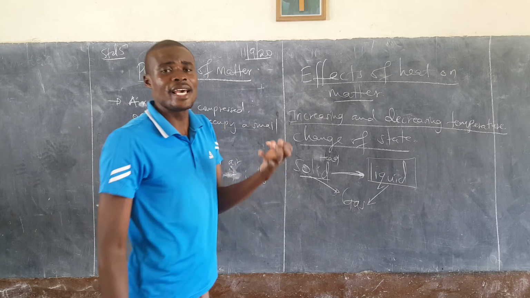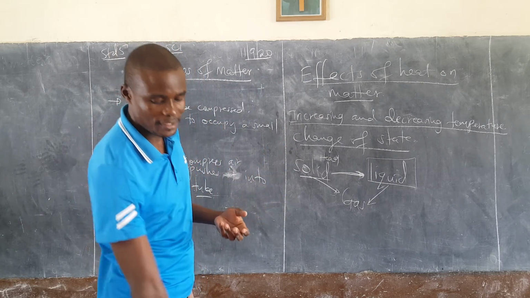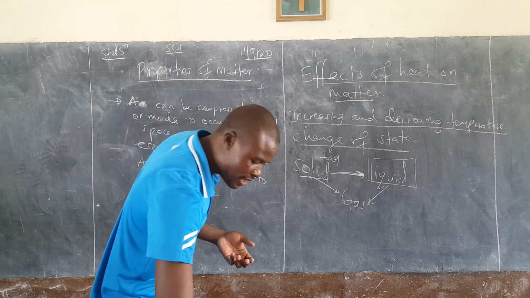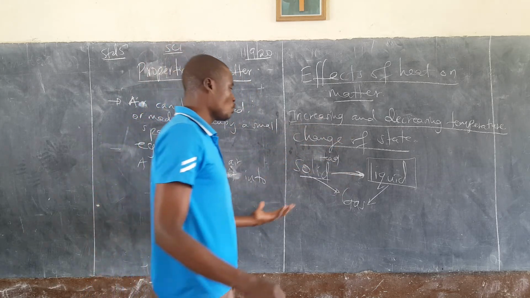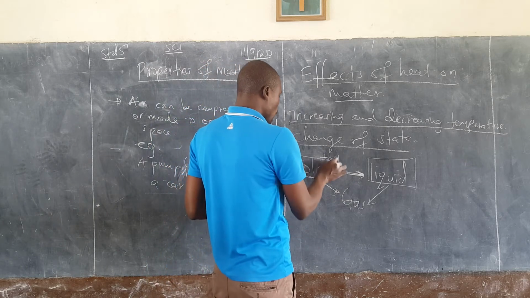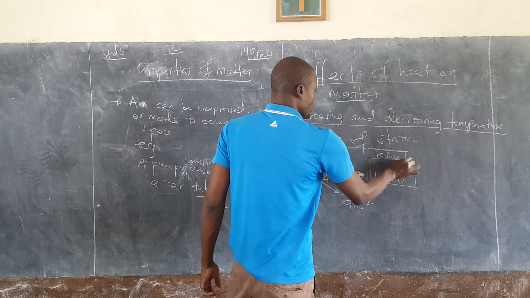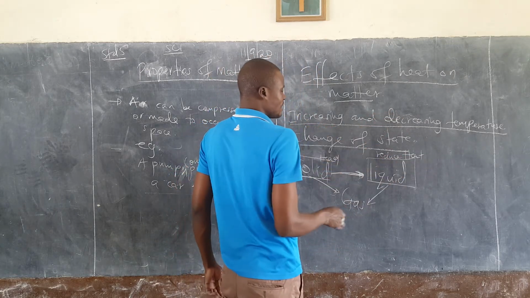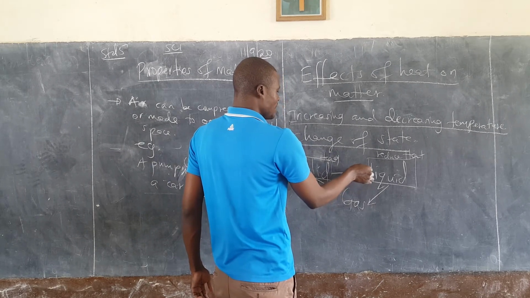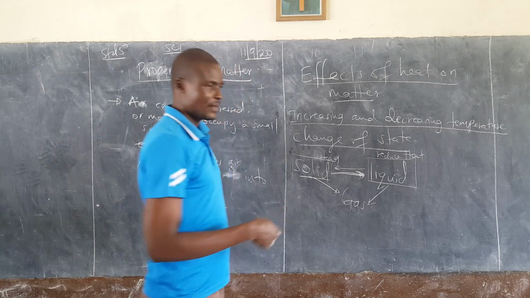When we reduce heat, meaning when you put water in a fridge or a refrigerator, you realize that water will become a solid. It will go back to the ice form. So when we reduce heat, meaning when we decrease the temperature, it can easily come back to solid again. What about liquid?